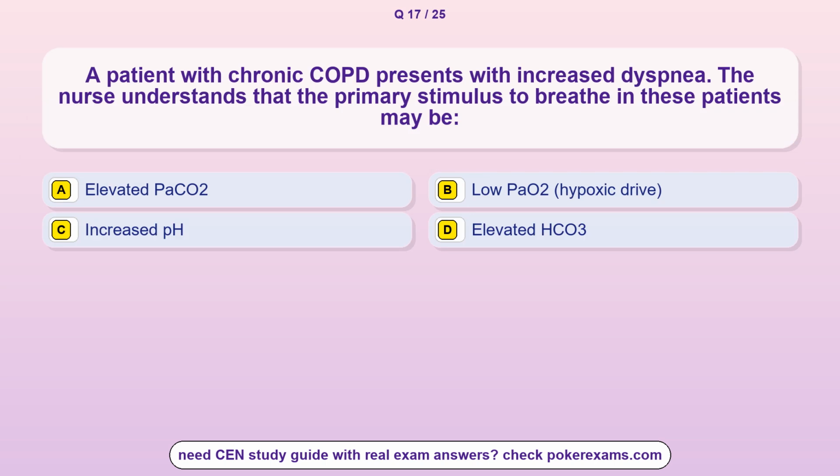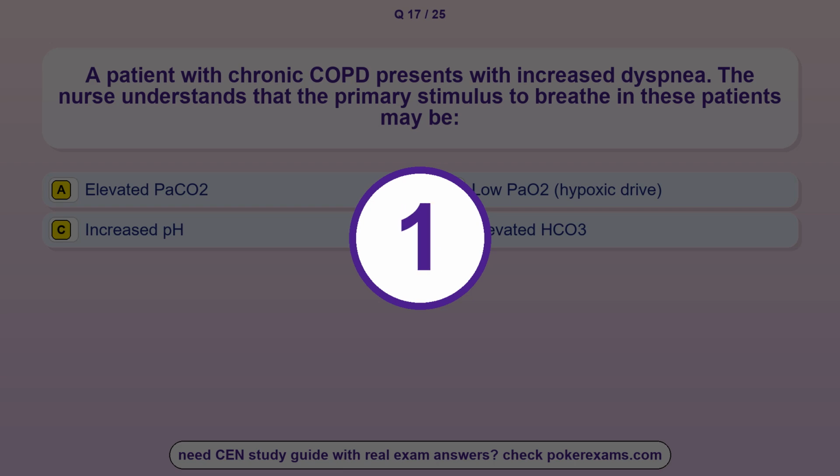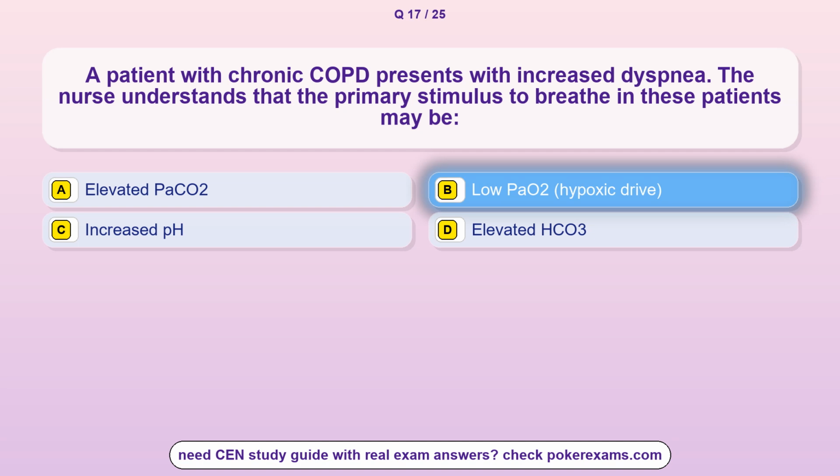Question 17. A patient with chronic COPD presents with increased dyspnea. The nurse understands that the primary stimulus to breathe in these patients may be option A, elevated PaCO2. Option B, low PaO2, hypoxic drive. Option C, increased pH. Option D, elevated HCO3. The correct answer is option B, low PaO2, hypoxic drive.